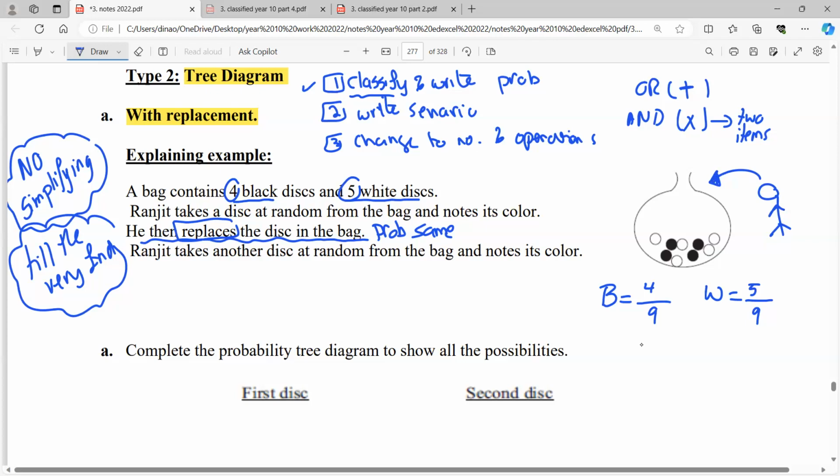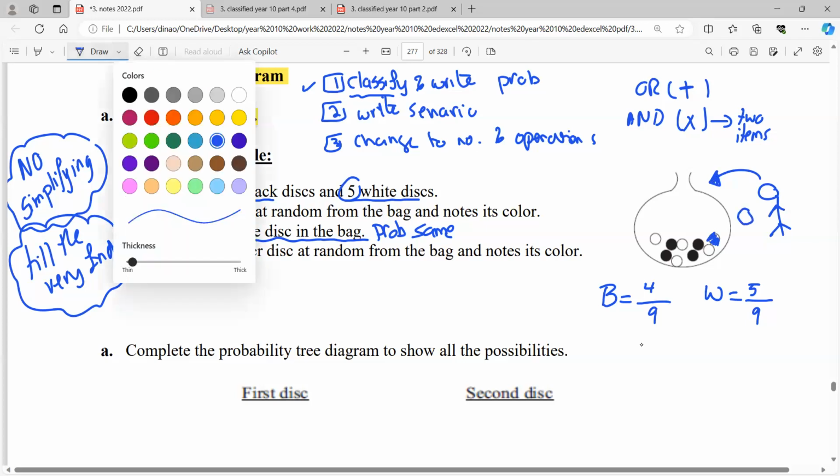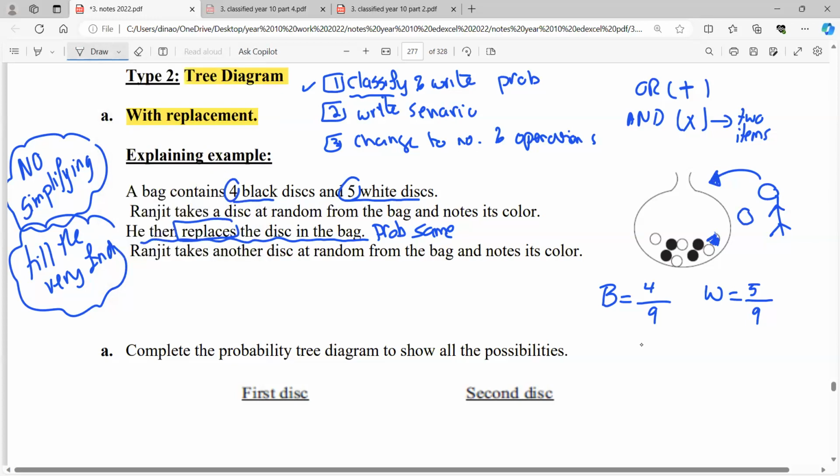Ranjit takes at random a disc from the bag. Notices its color. What does that mean? Ranjit, for example, took this one, took it out, saw its color, and said this is white. Very nice, okay? And then what did he do? He replaces it back in the bag. He took it away from here, and then put it back again. So what happened to the total as you can see in the bag? The total in the bag remains the same.